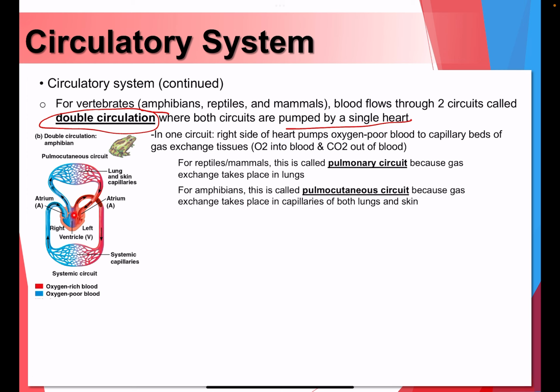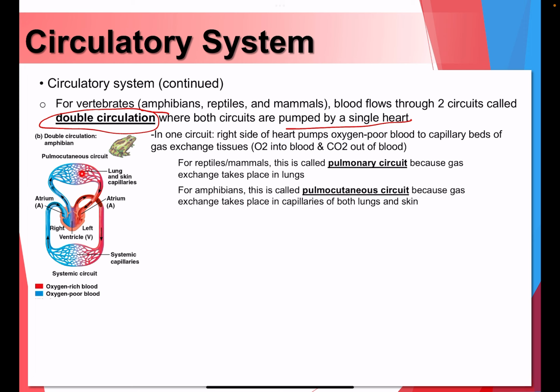And it will be the other side, that is the person you're looking at on the other side. That's the right side. So this right side is blue because it has oxygen-poor blood. And so from the heart's ventricle, it will be pumped into the capillary bed of the lungs in this case. Or for some animals, they have other organs for gas exchange, like the skin. So whichever it is, just some sort of gas exchange tissue, which is lungs.